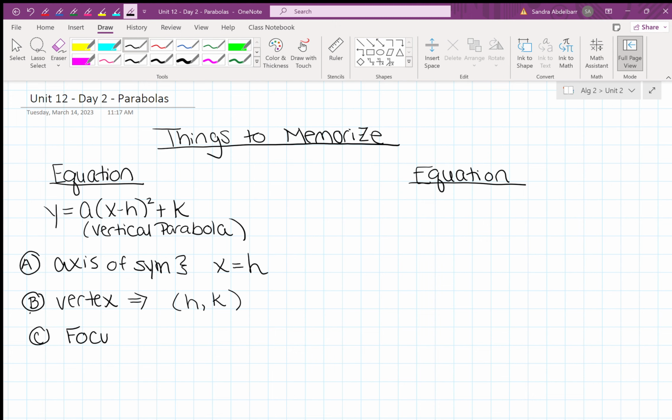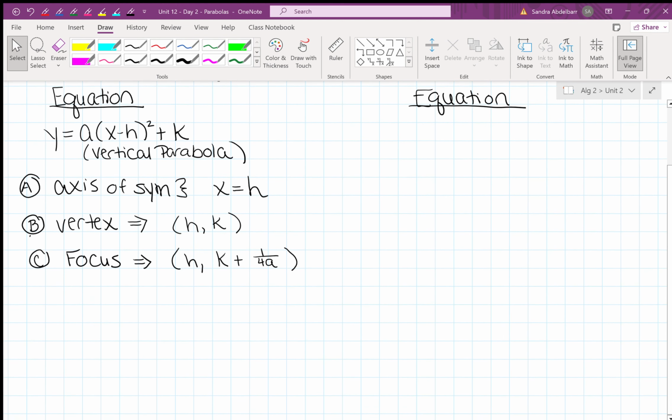Our focus. Right, our focus is going to be represented by h comma, and then we're going to take k and add it with 1 over 4a. That a is in the denominator. So it's k plus 1 over 4a. The a is in the denominator. All right, we're going to keep going.